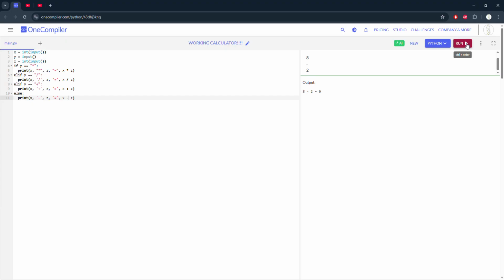So this is how to make a real working calculator, which can do only these 4: minus, plus, multiplication, and division. So this is how to make it, and I hope you learned something.